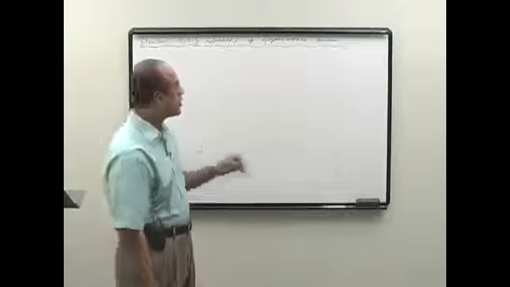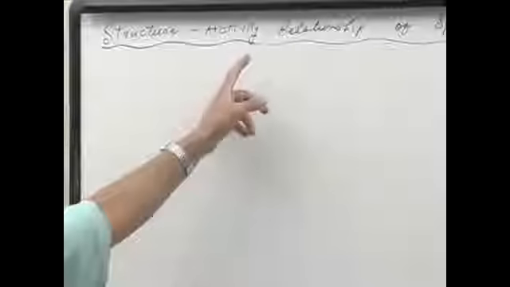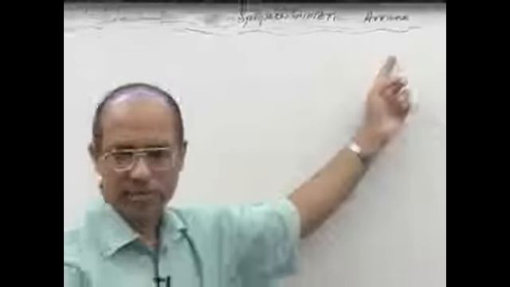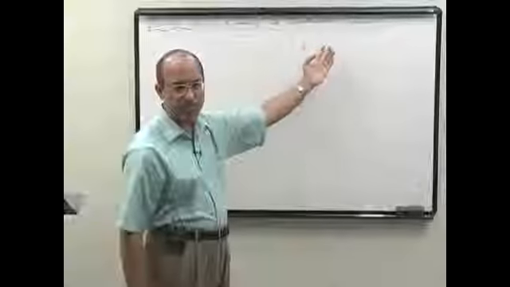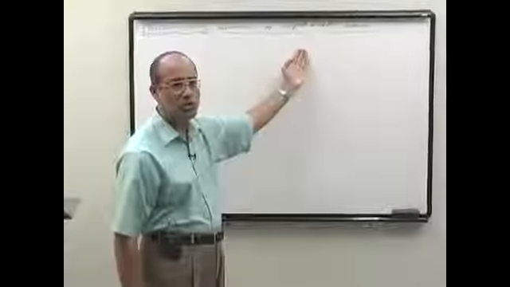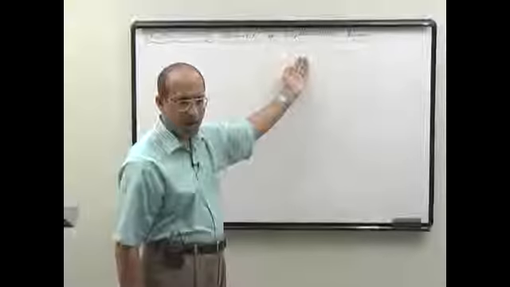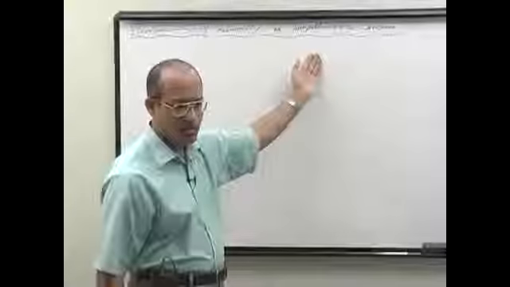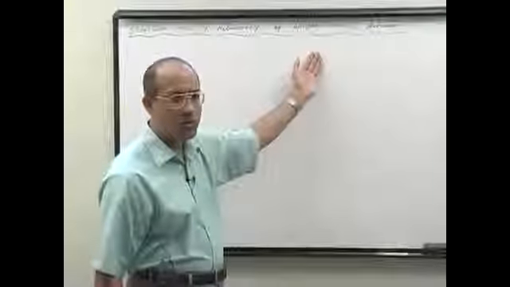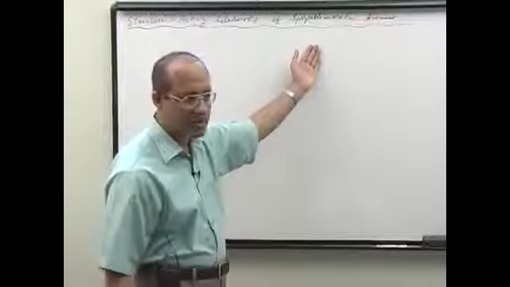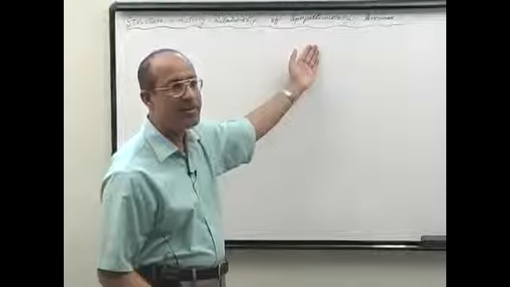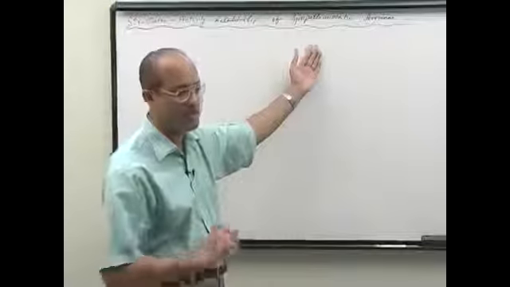Today we are going to discuss the structure activity relationship of sympathomimetic amines. You already know what sympathomimetic amines are. Sympathomimetic amines are those endogenous compounds or drugs which produce activities in the body which mimic the stimulation of the sympathetic nervous system.